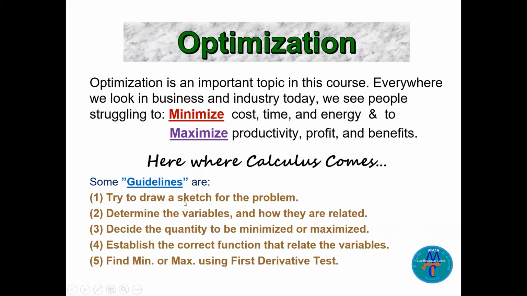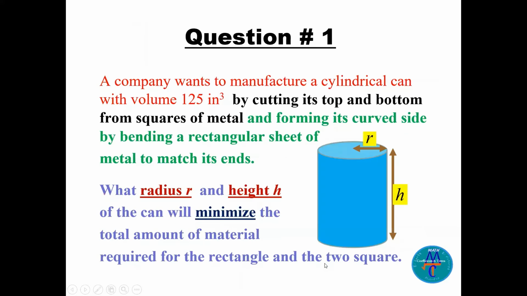You have to read them carefully, draw a sketch sometimes, determine the variables, decide the quantity to be minimized or maximized, and use the first derivative test also. Now we have seen this example or similar in lecture number 1, but we did not discuss the minimizing and maximizing. It was only establishing the function. Remember that.